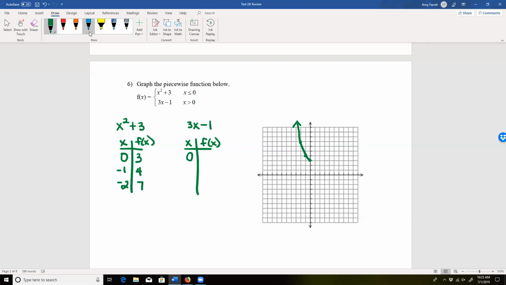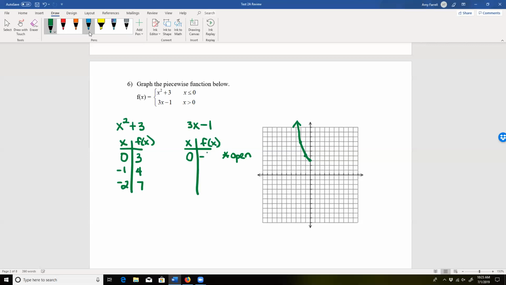Now when x is 0, the top rule applies, but when x is 0.0001, the bottom rule applies. So I can't just jump to 1. I still need to plug in 0, but I'm going to make a little note here. This circle will be open. I will not make it solid. So still plug in this number here. We just make it an open circle or point, not solid.